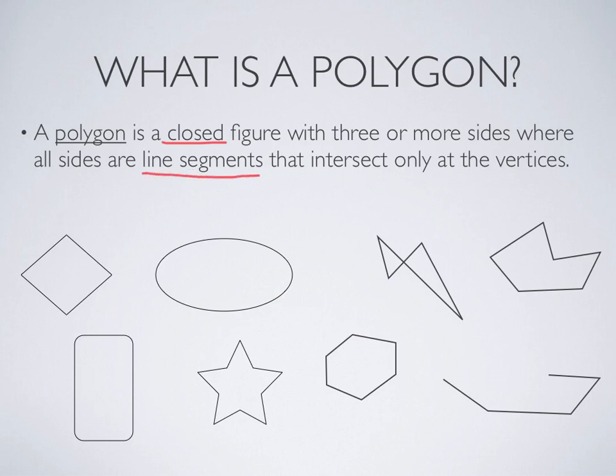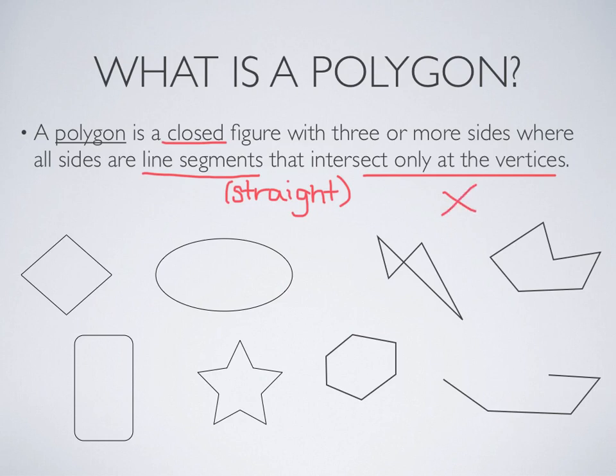The sides have to be line segments, which is a fancy way of sneaking in the requirement that the sides have to be straight, no curves. Sorry, my handwriting's really bad there. And they have to intersect only at the vertices, meaning you can't have lines crossing in the middle.